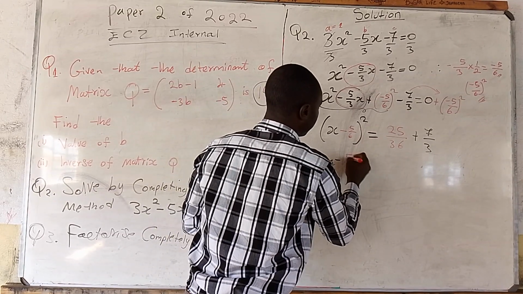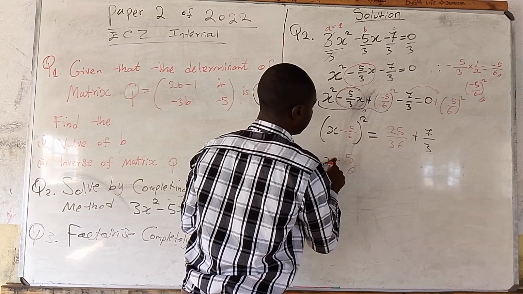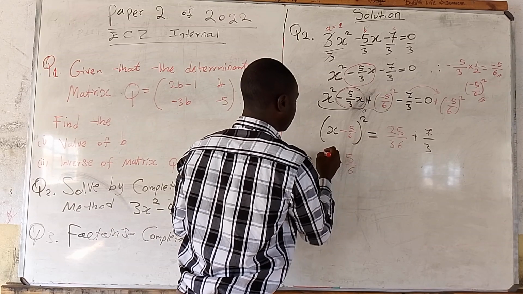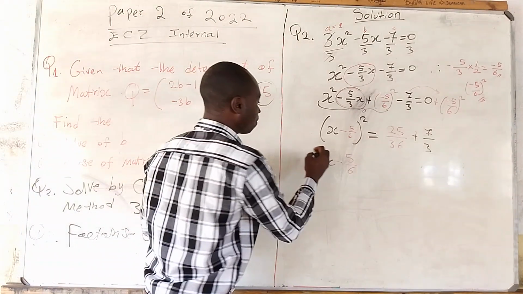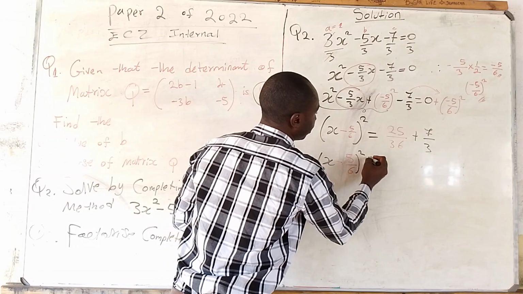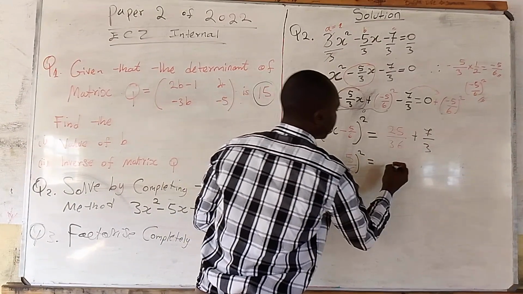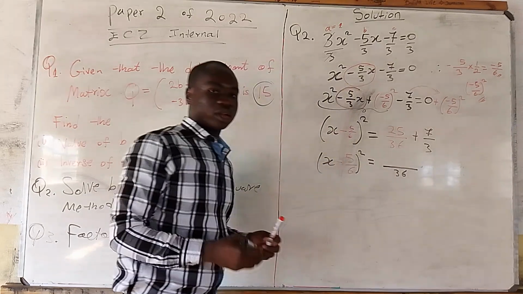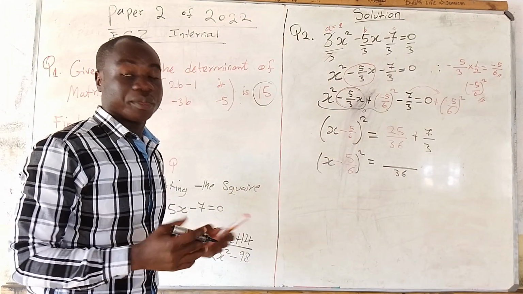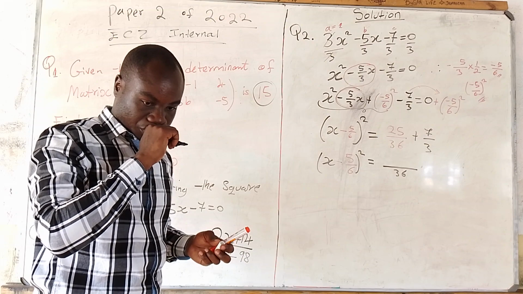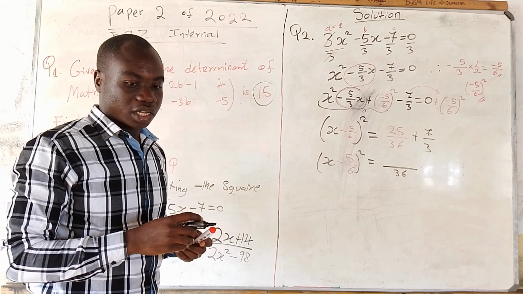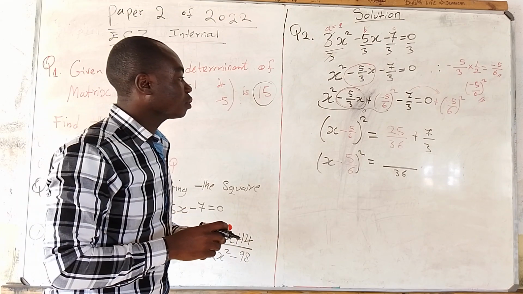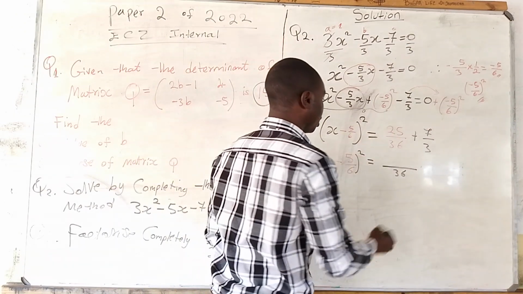So we have (x − 5/6) squared is equal to. Remember, I'm going to use the same color, the red one. Here we can find the lowest common denominator, where 36 and 3 can go without giving you any remainder, right? And that is what you have here.